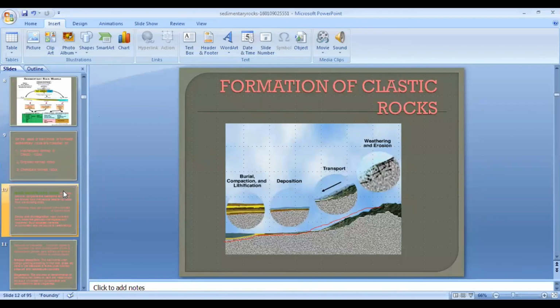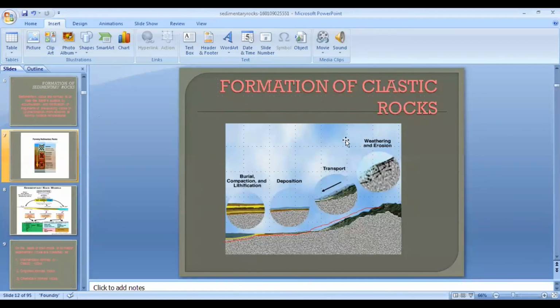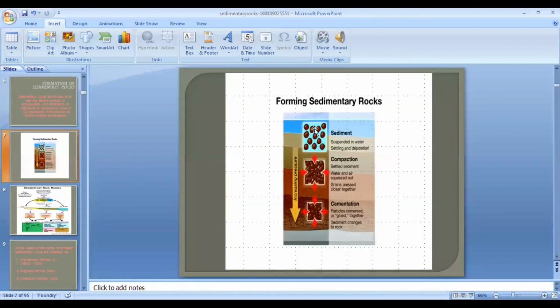The grains will become closer and closer together. Just consider this one as well. So you have the grains coming in, and then those grains will be compacted. So here is the start of diagenesis.